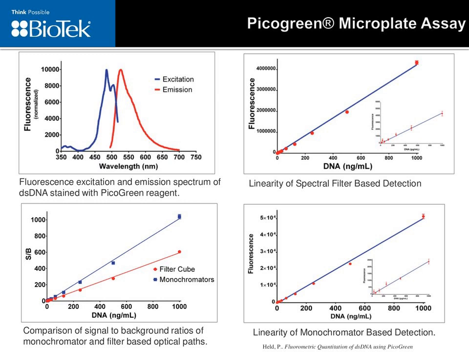Then if we go to the lower left, we can look at a comparison of the signal to background ratios of those measurements determined using monochromator versus filter-based optical pathways. And I think it's obvious here that we get a slightly better signal-to-noise ratio when we use the filter cubes.